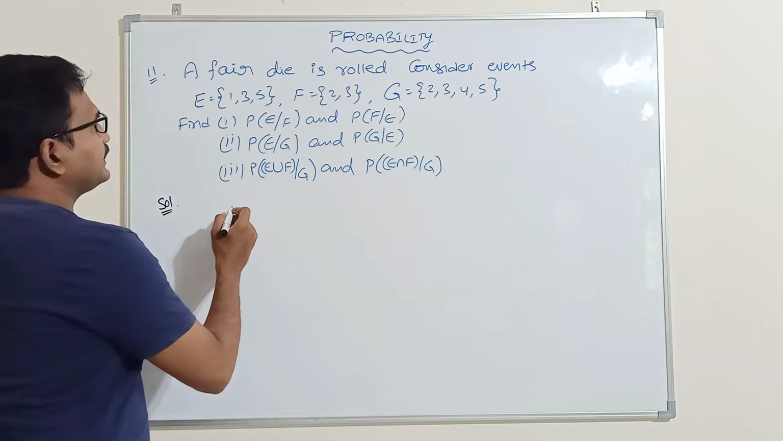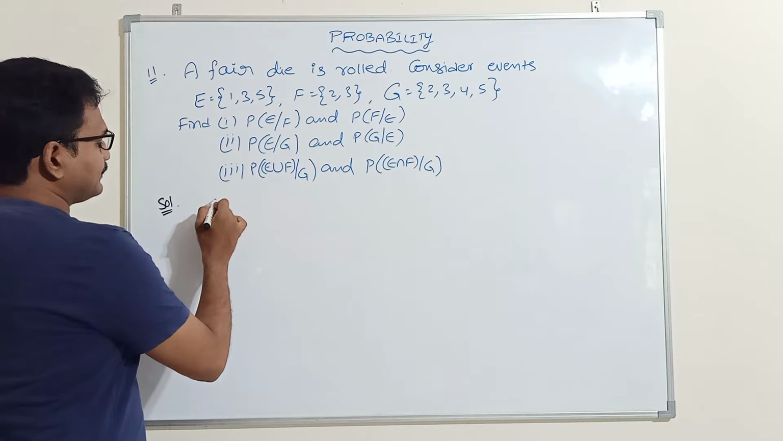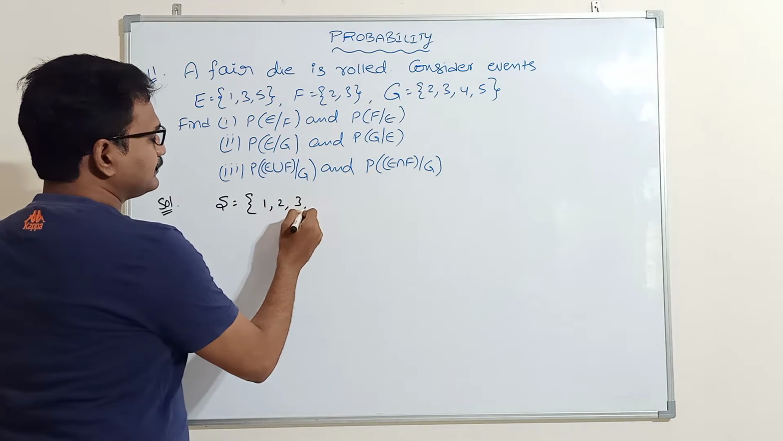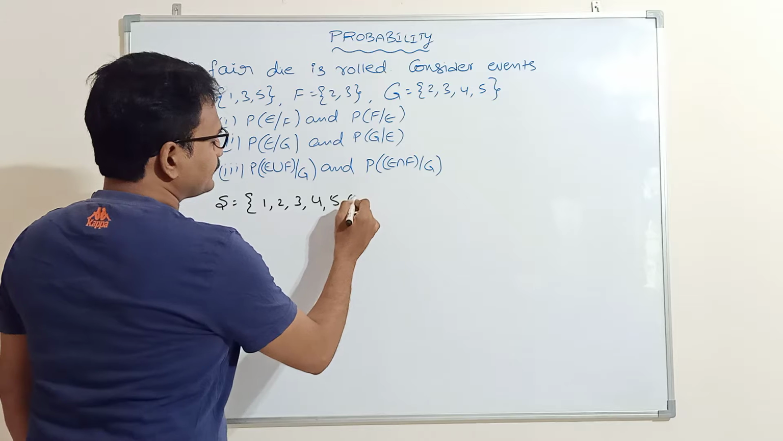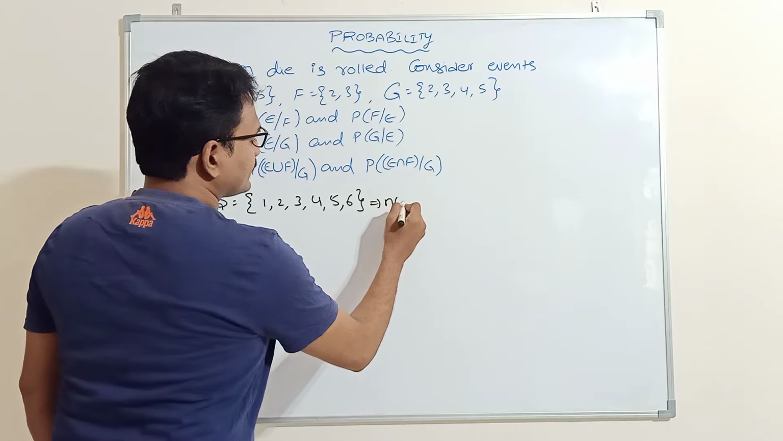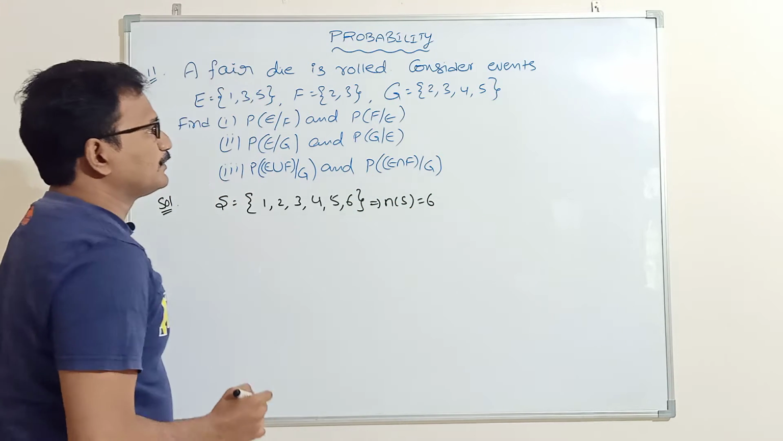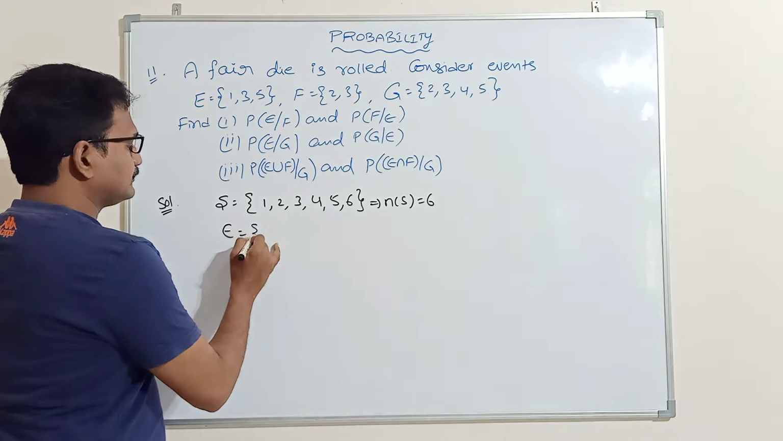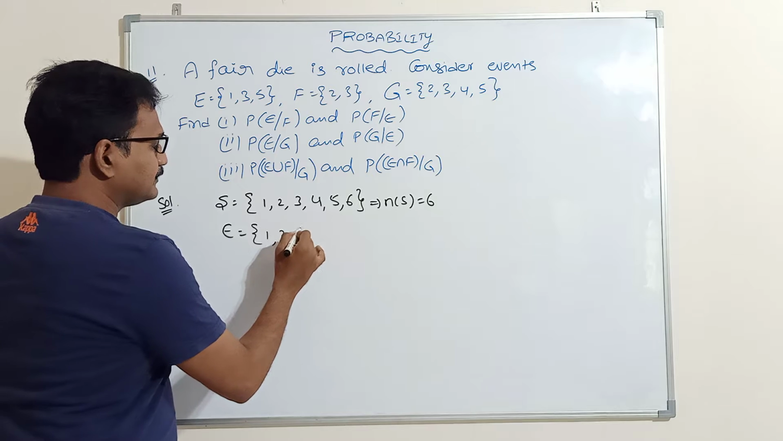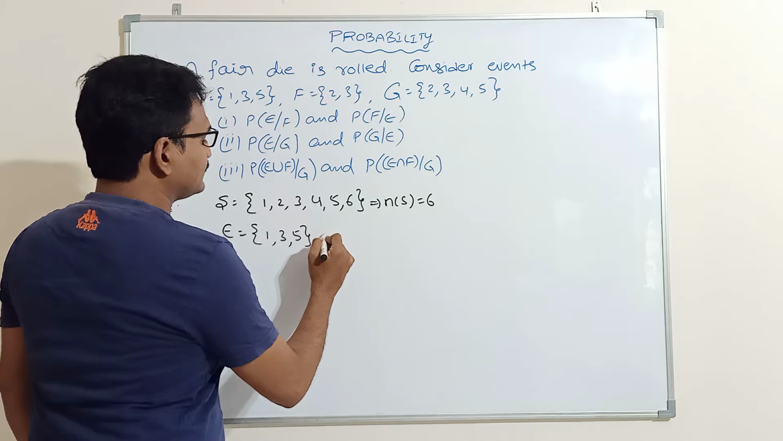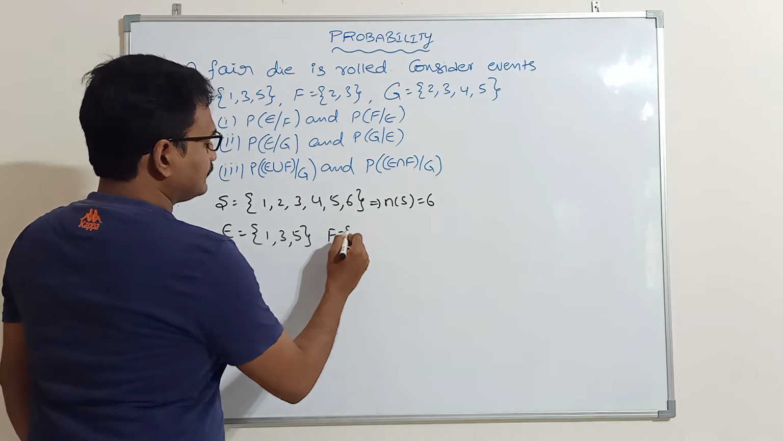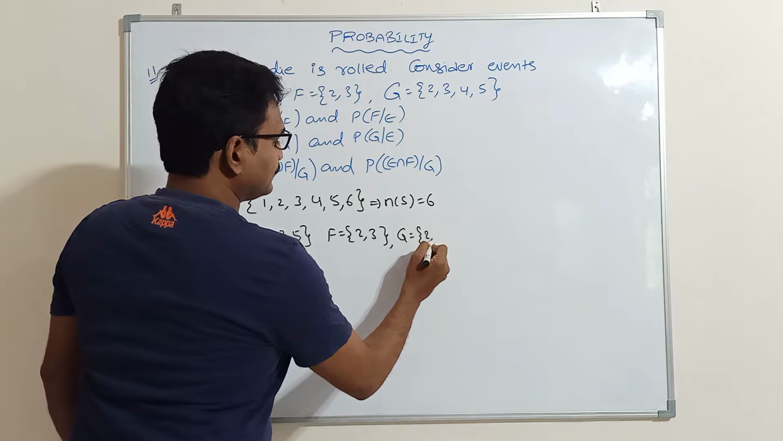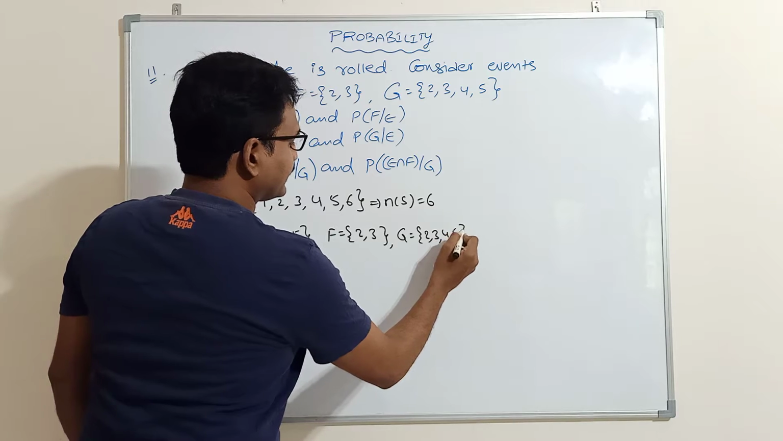First, when a fair die is rolled, what is the sample space? S = {1, 2, 3, 4, 5, 6}. That means the number of sample points is 6. Among these, consider the events E = {1, 3, 5}, second event F = {2, 3}, and G = {2, 3, 4, 5}.